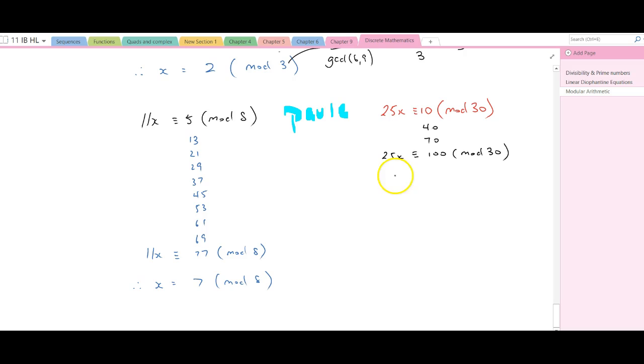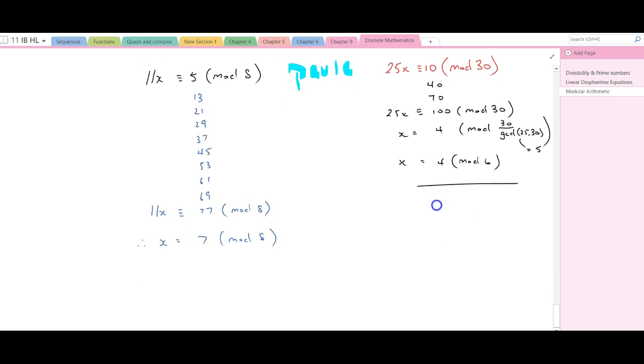That's this first step. Now I divide by 25, but my mod is now 30 divided by the GCD of 25 and 30. That value there is equal to 5. So it's 30 divided by 5, which is 6. So I've got 4 in mod 6. And that's my solution. x equals 4 in mod 6. Put that in there. 100 is equal to 10 mod 30. Absolutely right.